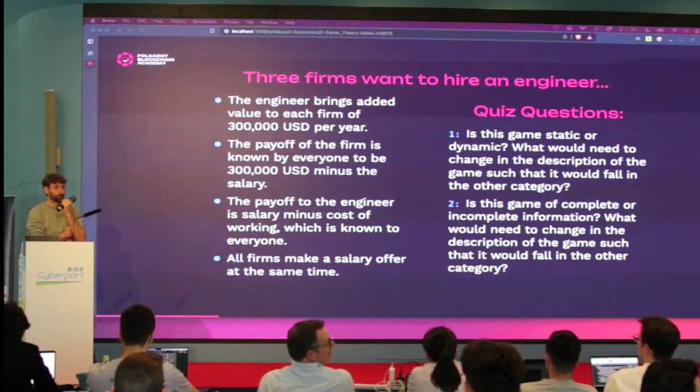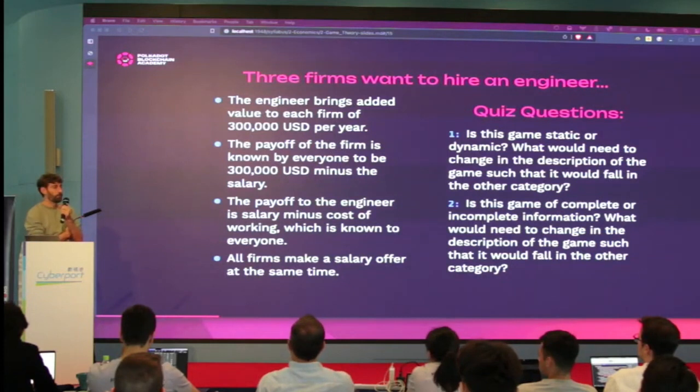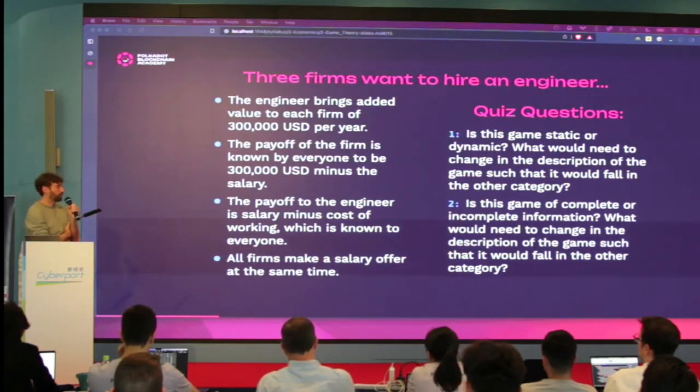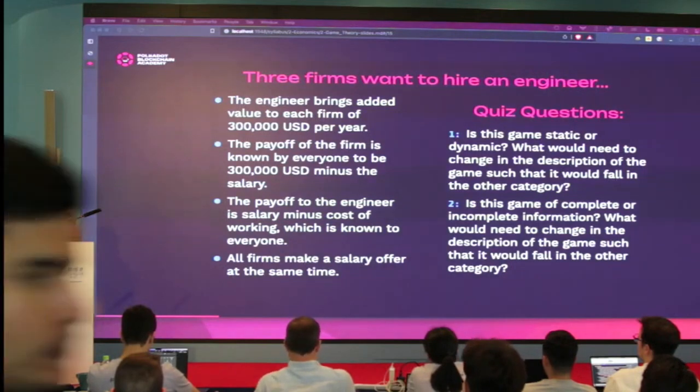To cover how much the engineer is gaining from each firm, that will make it. But from the perspective of one firm, what would it be if they want to offer something to the engineer? For being dynamic, right? No, incomplete information.